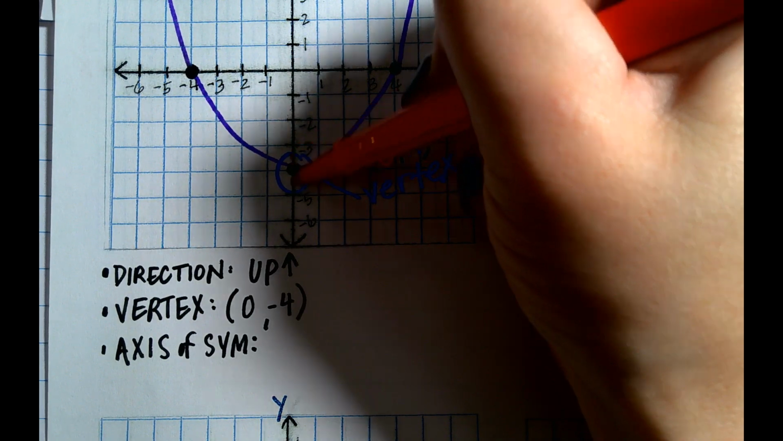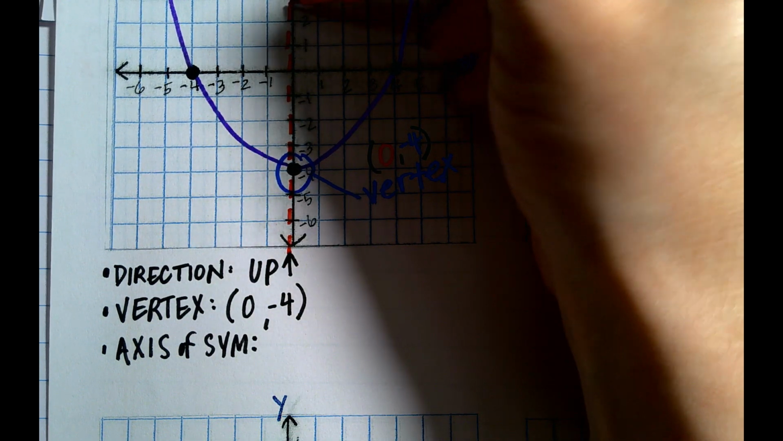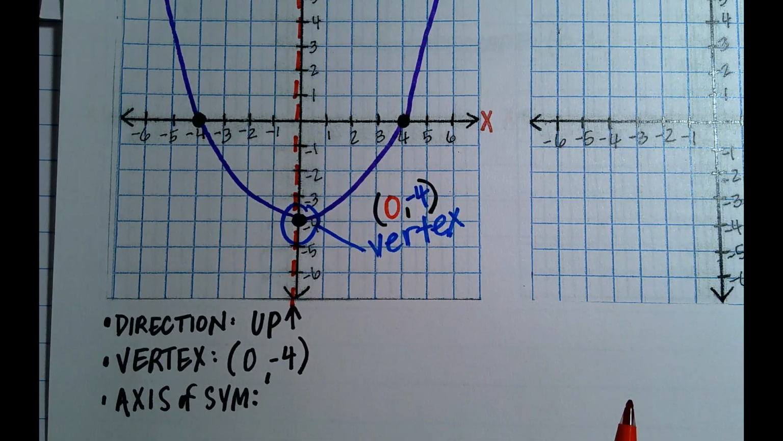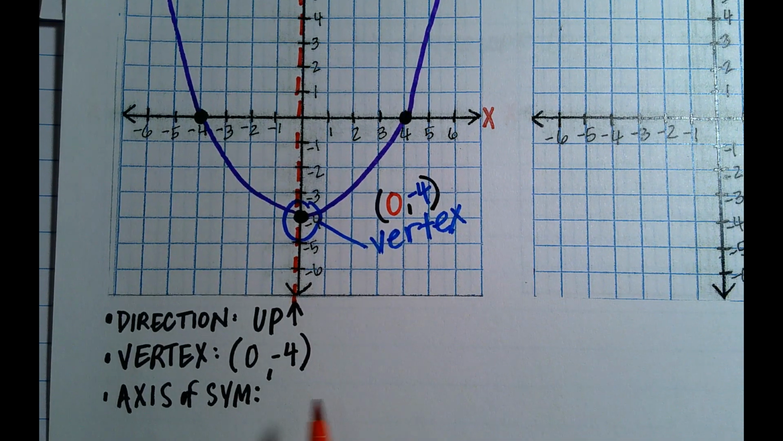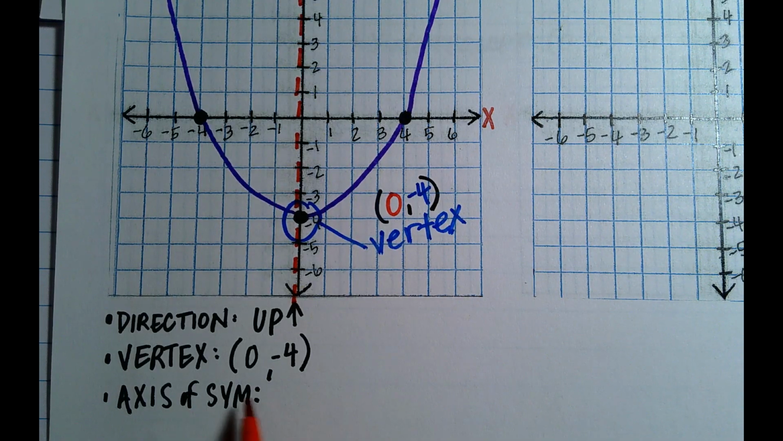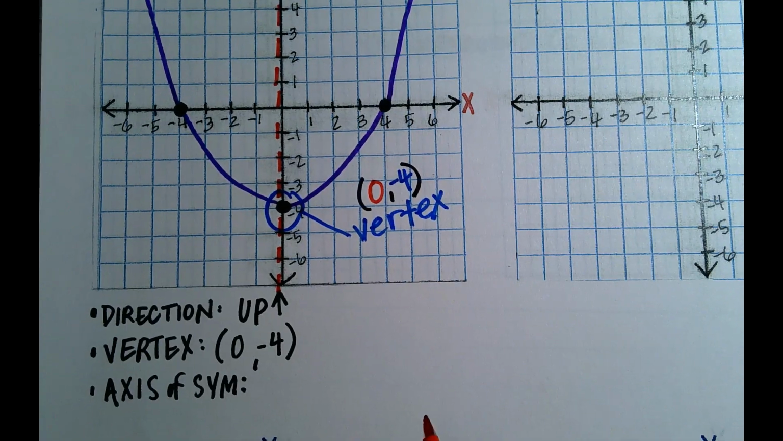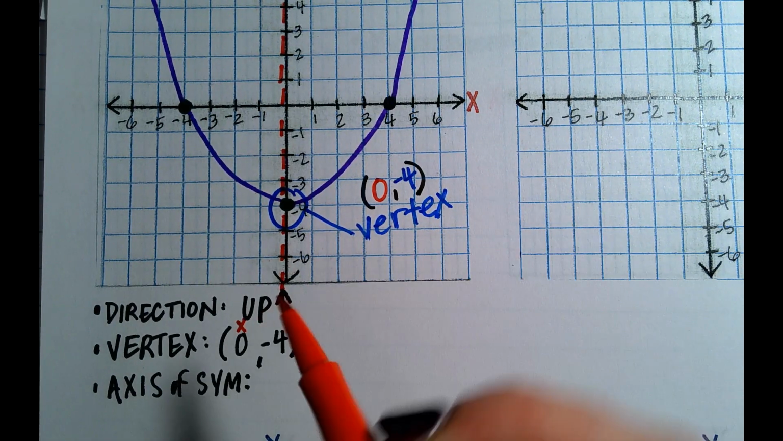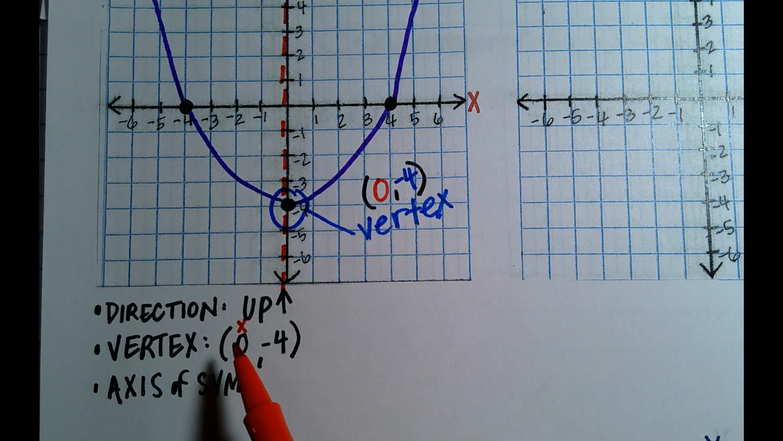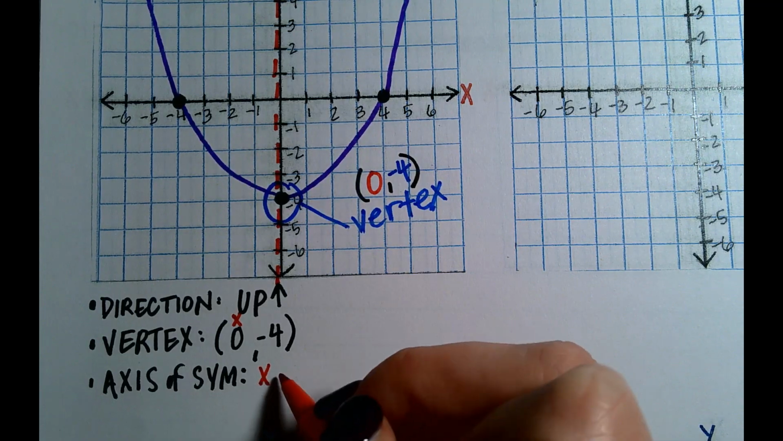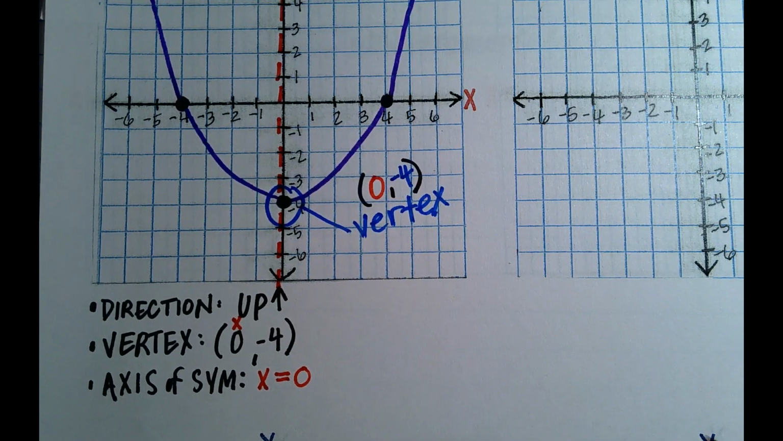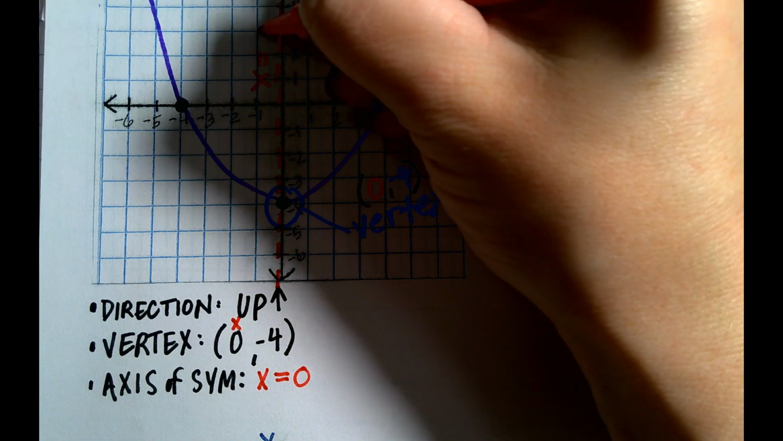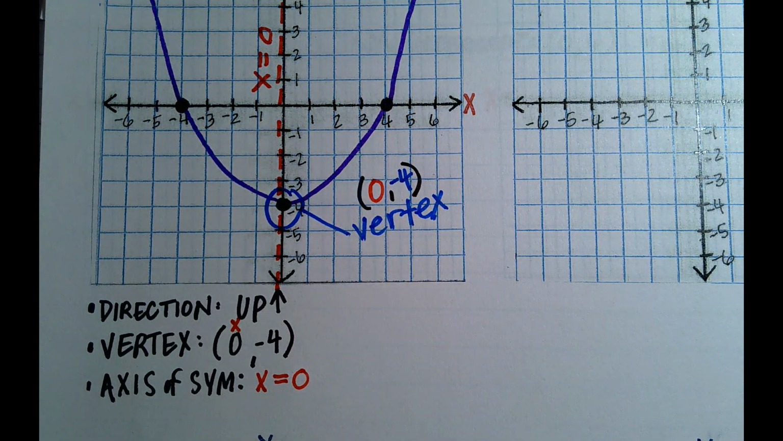So I'm going to draw the axis of symmetry. And this one's funky because it's going right through the middle of the graph. Okay? Now, what value is going to match the axis of symmetry with the vertex? 0, right? It's going to be the same number as the x on your vertex. So the axis of symmetry is x equals 0. Okay.